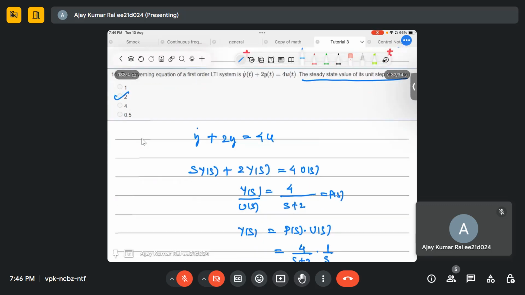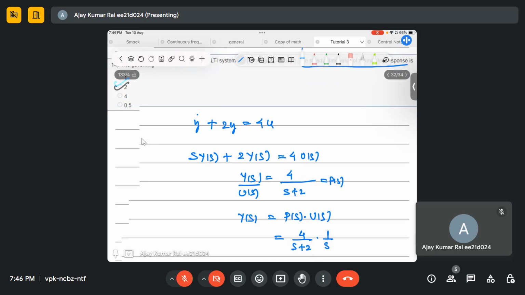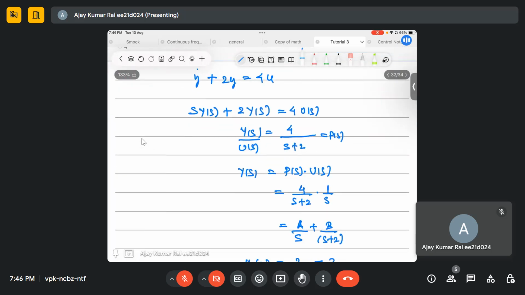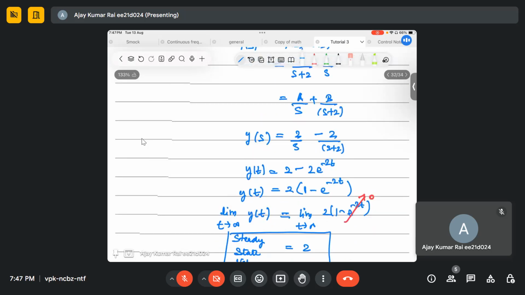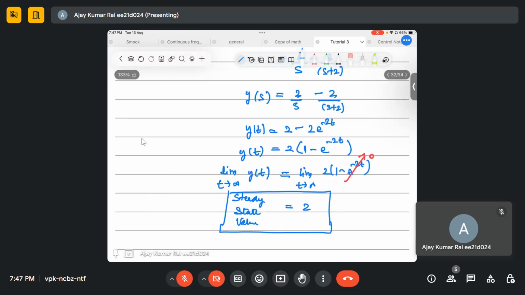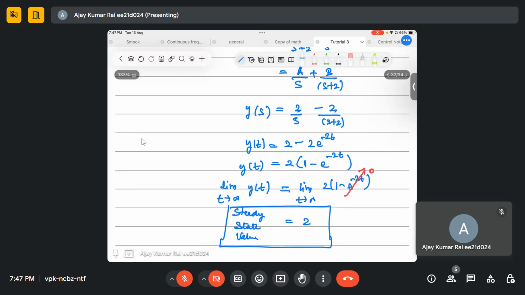Any doubt in this? There shouldn't be any doubt, because you are given the equation, you take the Laplace transform, and you find out what is Y of s, which is P of s into U of s. U of s is given as unit step, right? And you just calculate this, many times you have done, to calculate the steady state value.